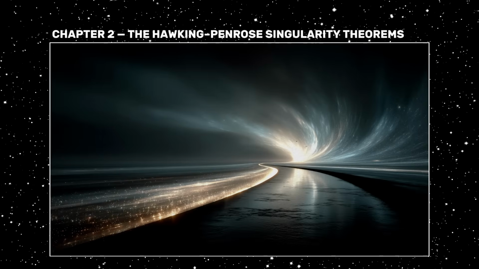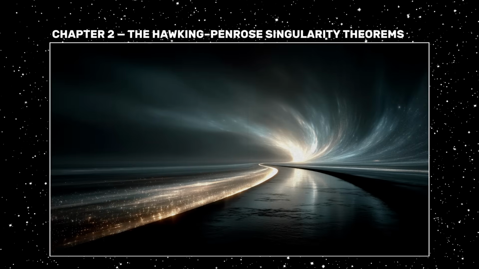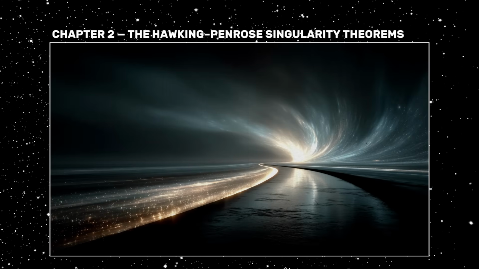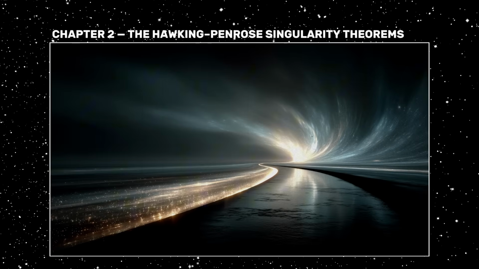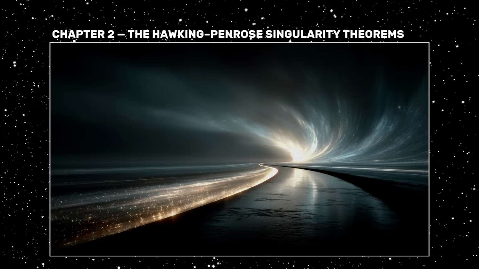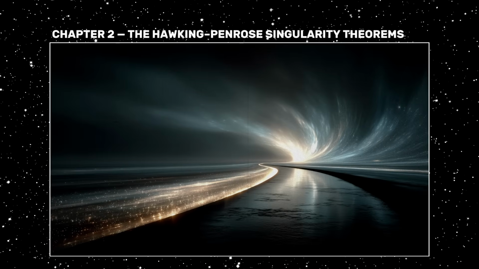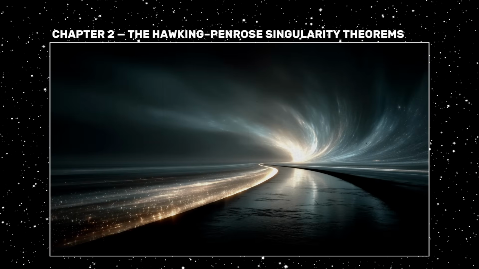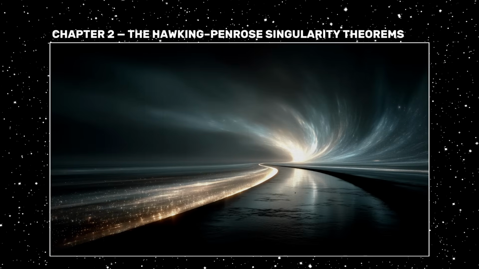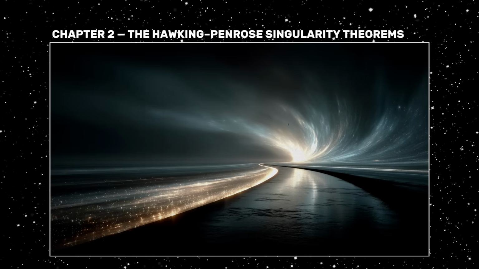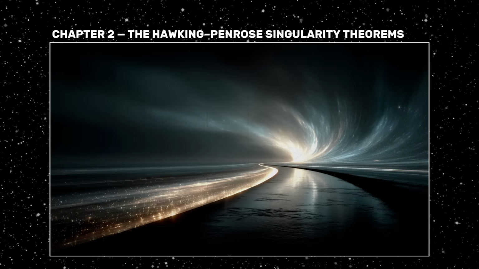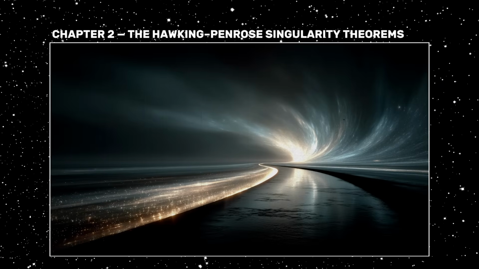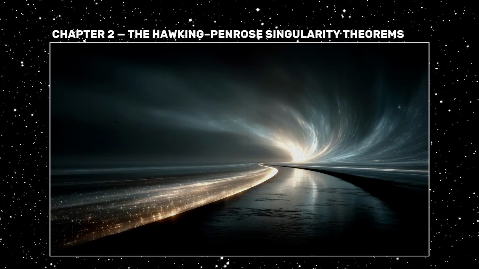He introduced the concept of trapped surfaces, regions where light rays are forced to converge. Once such a surface forms, general relativity dictates that the collapse cannot be halted. Penrose's proof did not rely on symmetry or on special properties of matter. It showed that collapse to a singularity is the generic outcome of Einstein's equations. This work earned Penrose wide recognition and set the stage for Hawking's entry into the field.